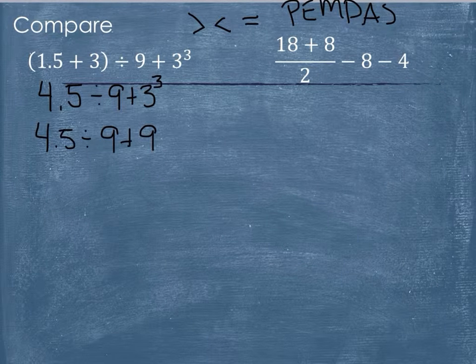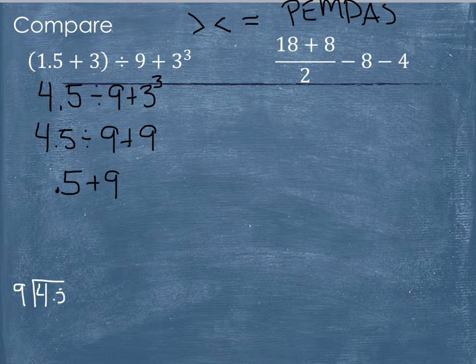Now I have multiplication division. Go left to right. 4.5 divided by 9 is actually 0.5. 4.5 is 1/2 of 9. If you weren't sure what that was, you could take 4.5 and divide it by 9. When I add it here, I get 9.5. So that's my answer over here.